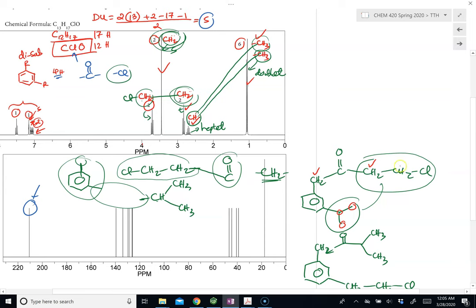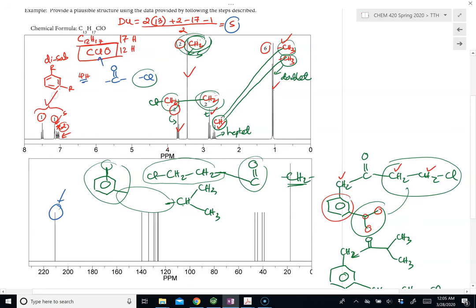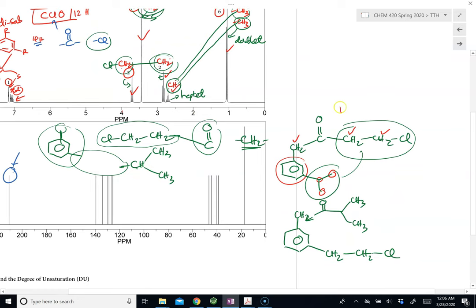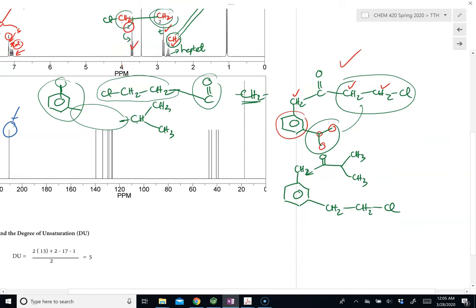And this CH2 right here is connected to a chlorine and a CH2, so it will show up as a triplet, and the chemical shift will be about 3.5 to 3.8 ppm. In this case, we have that signal as well. And the benzene ring signals are in here. So basically, every signal in here is accounted for. So we know this structure would work. And the structure down below would also work as well. So in this problem, there are two possible answers that we can come up with that would fit the NMR spectra.